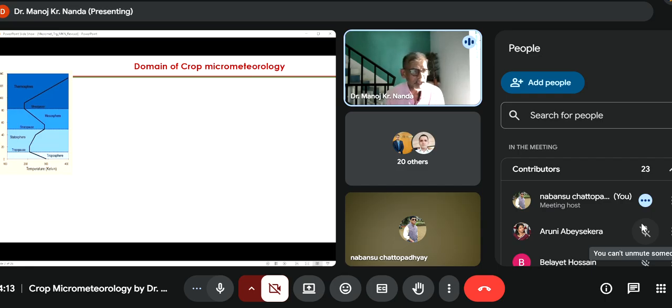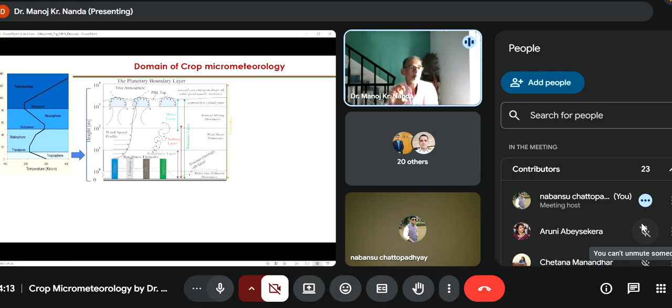Now, where do we meteorologists stand? We know about the atmospheric boundary layer, that is, you can say, the total atmosphere. If you put it in different layers, it will be troposphere, stratosphere, mesosphere, thermosphere. These are simple things you know from your geography. Now, we micrometeorologists stand within a small part, the lower part of the troposphere, and within this we have a rough layer.